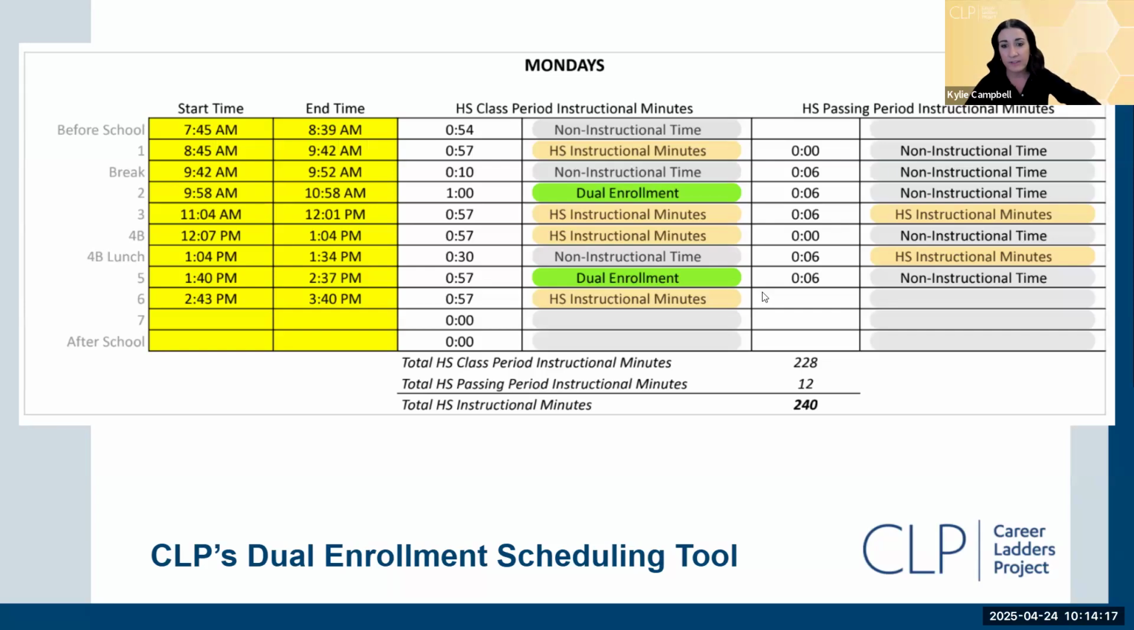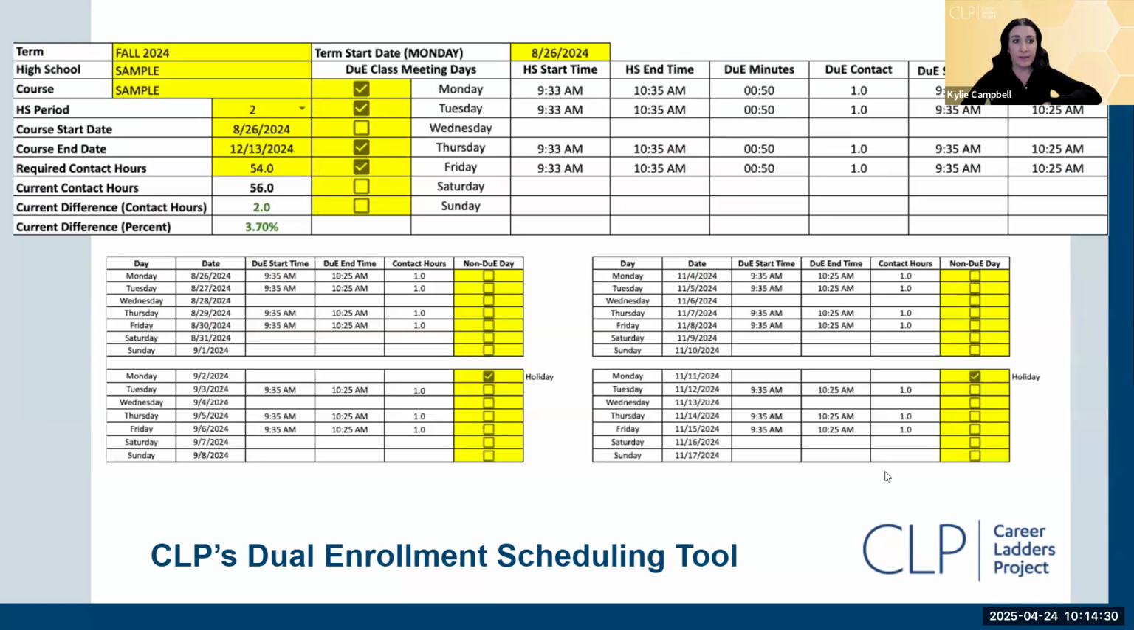If I did second and fifth period, I'm playing with fire. I'm right at 240. It could go either way here. So you want to be very careful and try out different periods in the scenario. So after you figure out which periods you can offer for dual enrollment, here's part two.